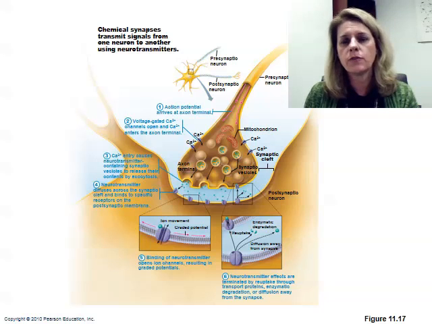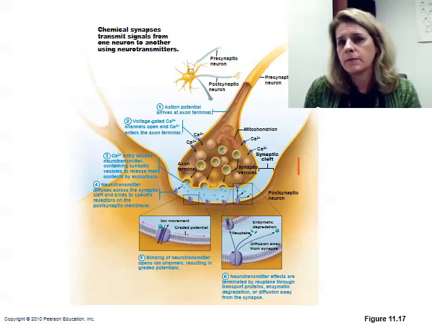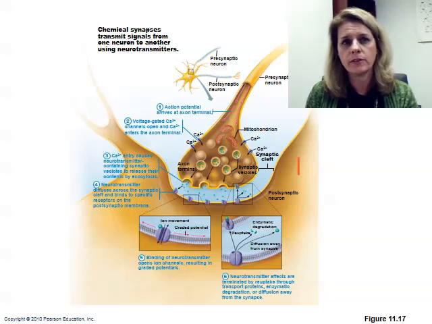So this is just a review. Same thing we did with a neuromuscular junction. This is just an axon synapsing with another neuron. So this would be a neuron to neuron synapse. The same things apply as what we learned about in the neuromuscular junction.